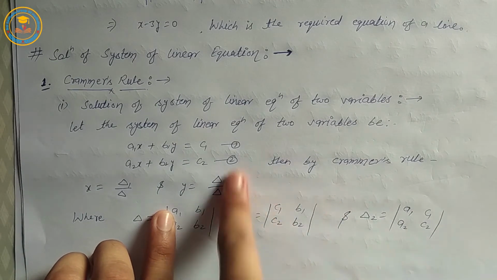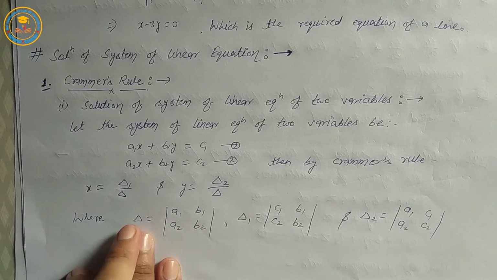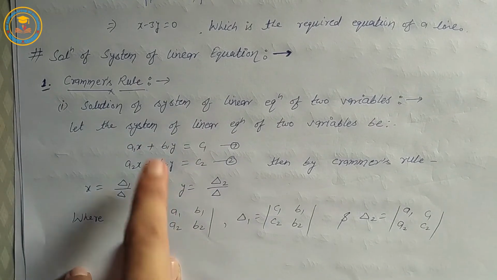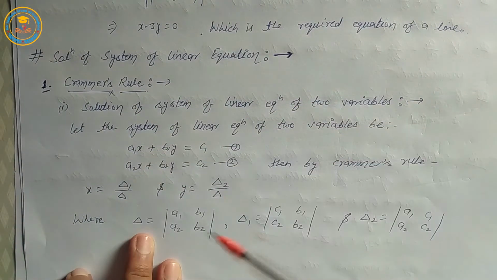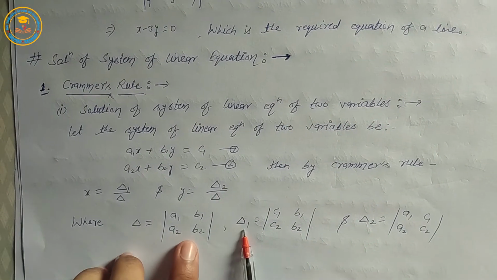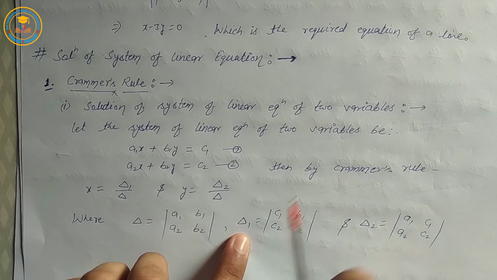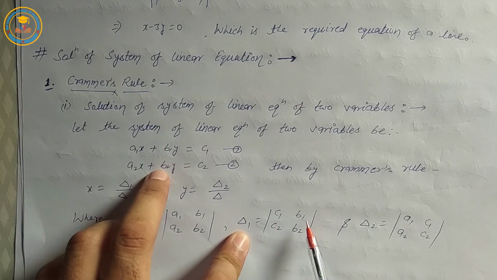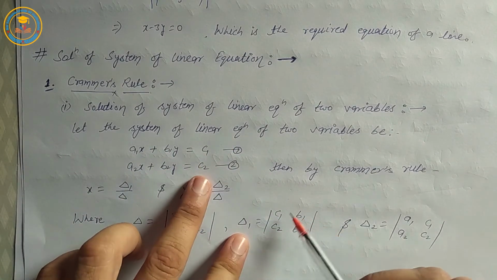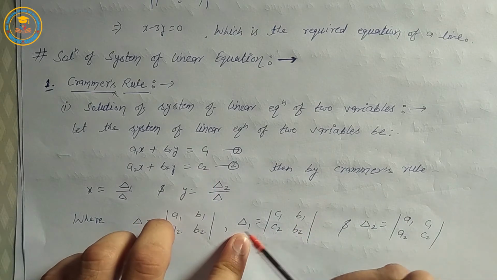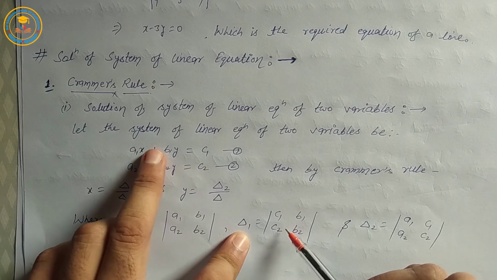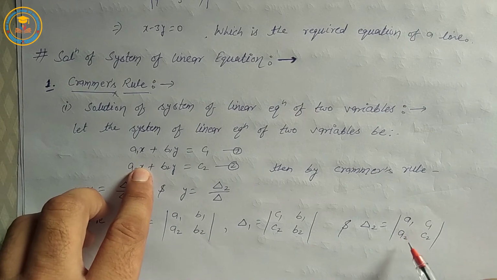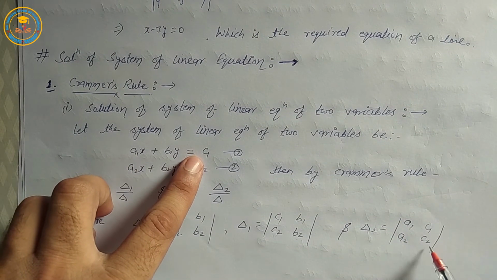By Cramer's rule, del is the determinant of the coefficients of x and y: a1 a2, b1 b2. Del 1 is formed by replacing the first column with the constants: c1 c2 and b1 b2, the coefficients of y. Del 2 is a1 a2, the coefficients of x, and the constant terms c1 c2.